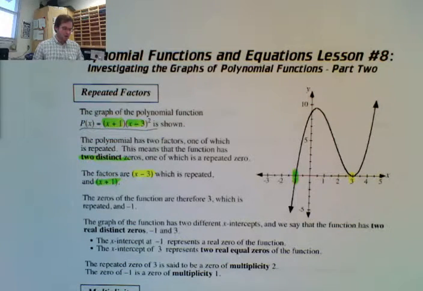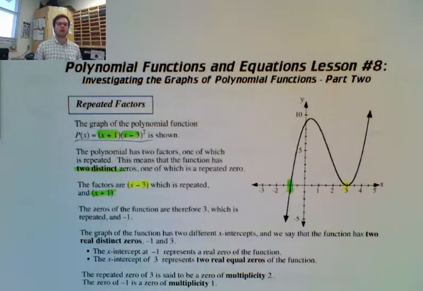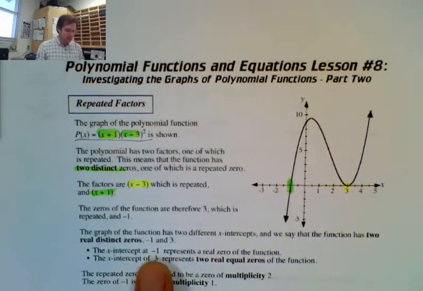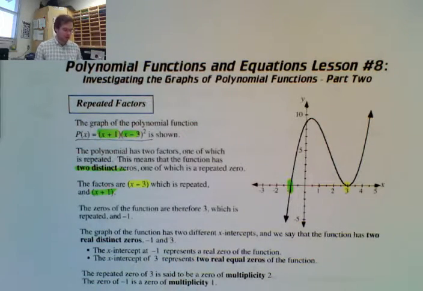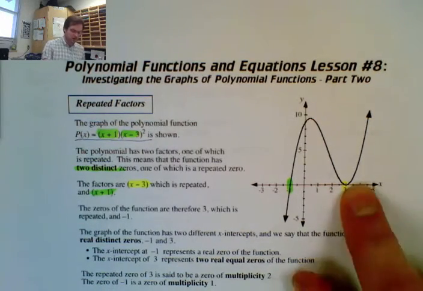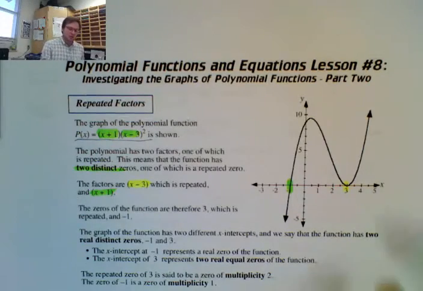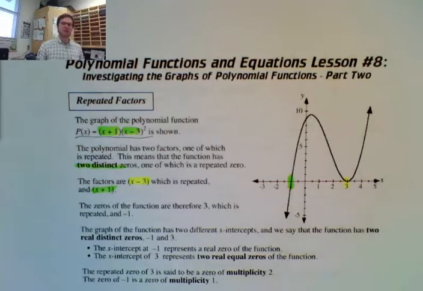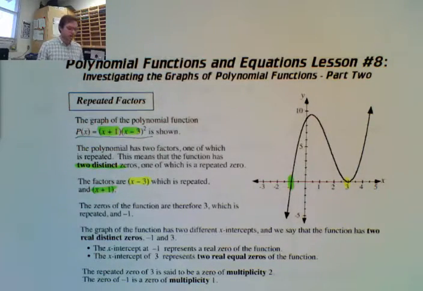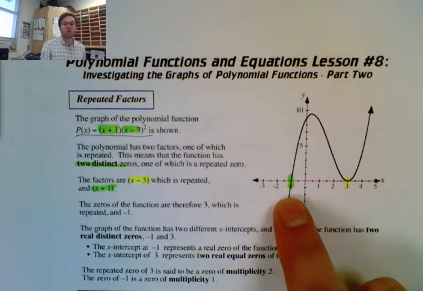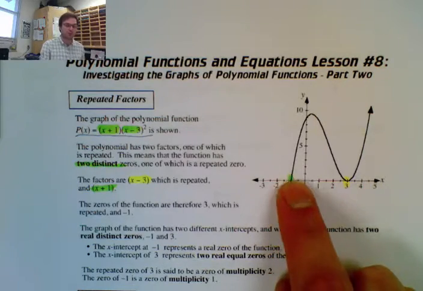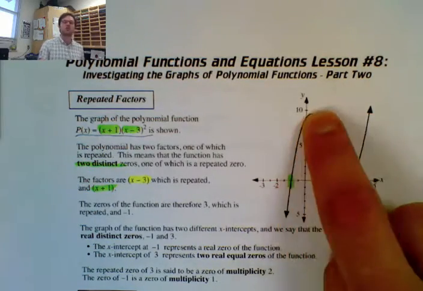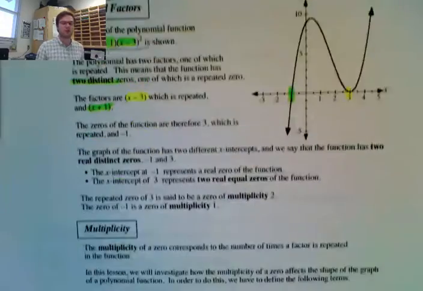Now, if we notice, there's a difference between the zeros and how the graph acts at those zeros. The x-intercept at -1 represents the zero of the function, and the x-intercept at 3 represents the zero of the function. But at 3, it is of multiplicity 2. So it kind of comes up and touches and goes back up. Whereas at -1 there is no multiplicity, it's only degree 1, there's only one factor, so it just crosses and goes right through.